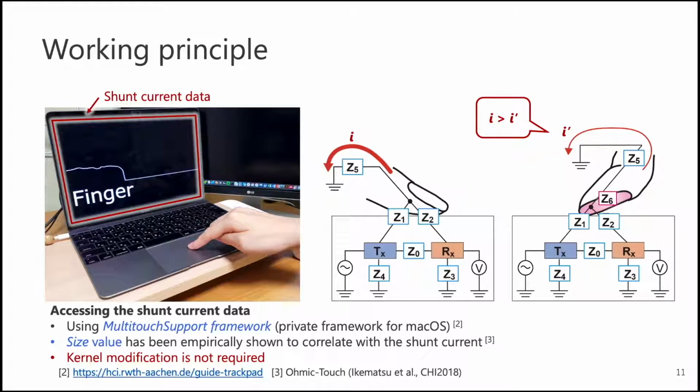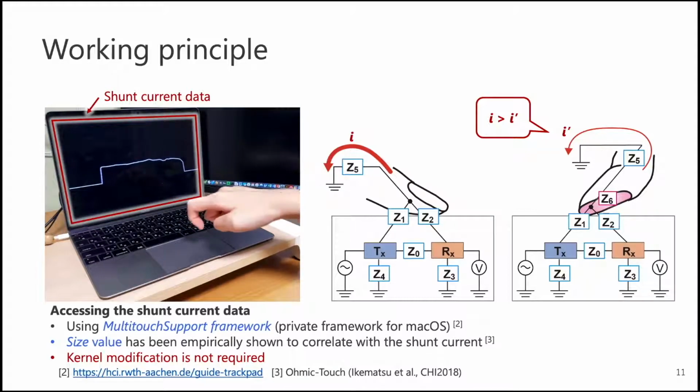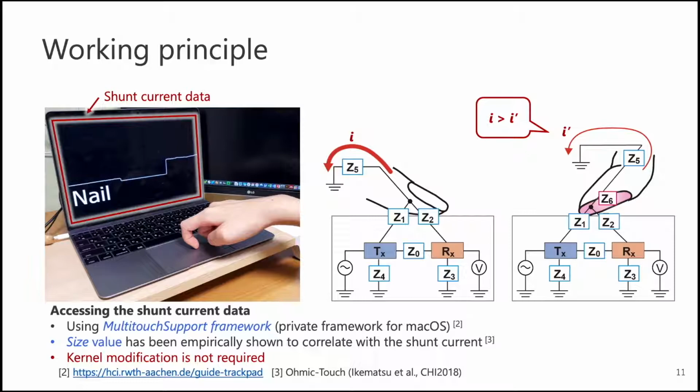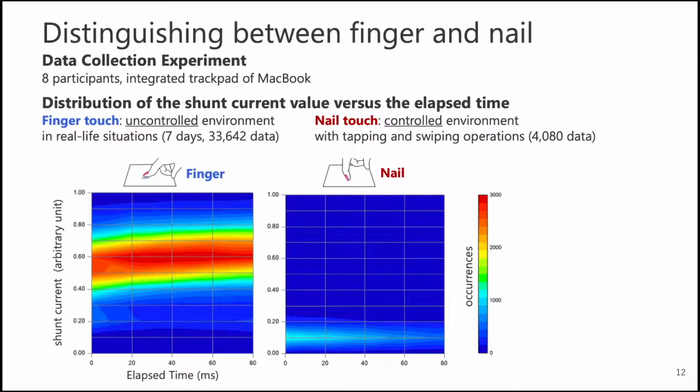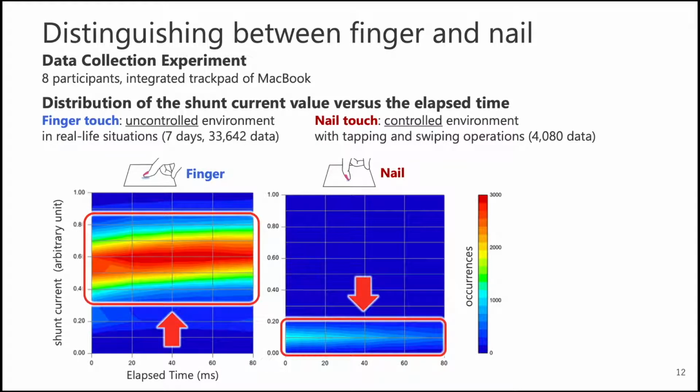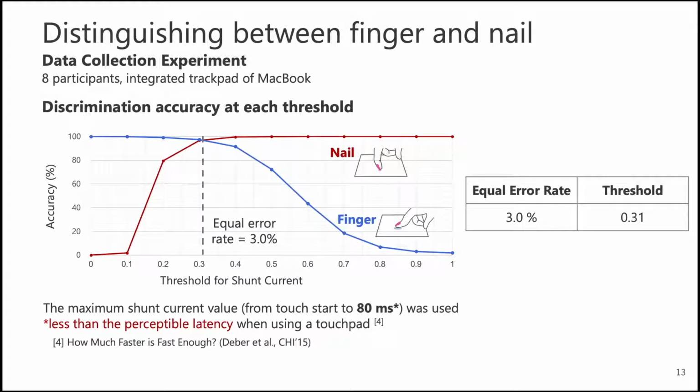To access the shunt current data, we used the Multitouch Support Framework, which is a private framework for macOS. The size value is correlated with the shunt current value. It shows the distribution of the shunt current value versus the elapsed time from the start of touch. Since there is a clear difference between the current values of each input, these inputs can be simply distinguished by the threshold. We used the maximum shunt current value from the start of touch to 80 milliseconds for discrimination. We determined the threshold so that the false recognition rate is the same for each input, and the equal error rate was 3%.